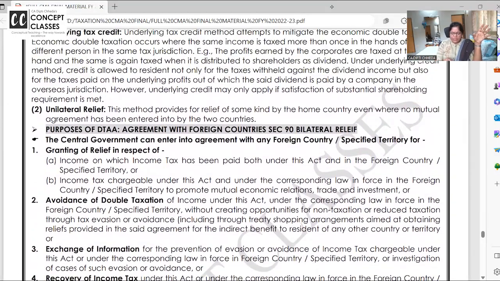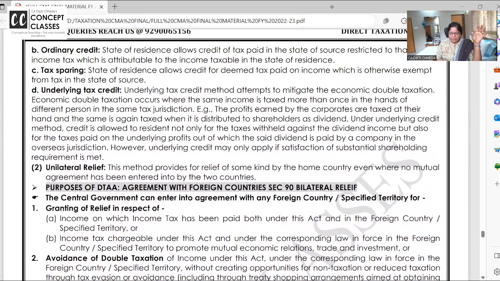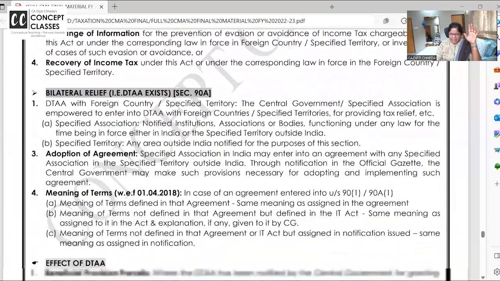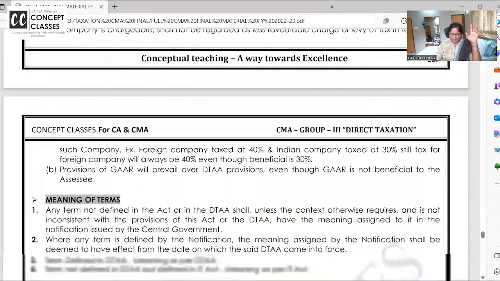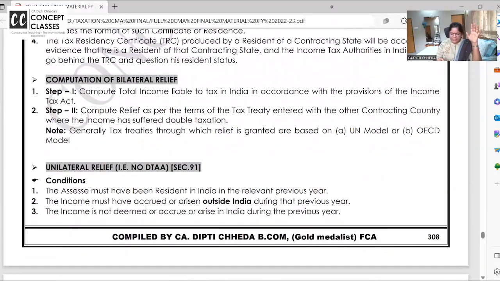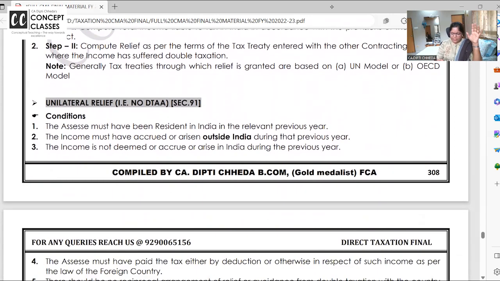Now, what is unilateral relief? This method provides for relief of some kind by the home country, even when no mutual agreement is there. Even when there is no mutual agreement, they will still give relief. How will they give it? Okay, let us see how we are going to give the relief when there is no agreement.